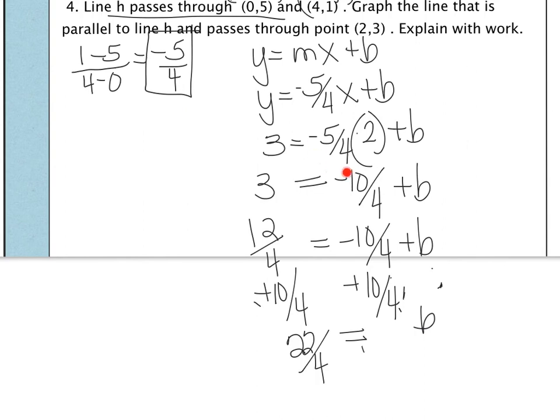2 times negative 5 over 4 gives me negative 10 over 4, and then I have 3 here. I'm changing this 3 to fourths. Wondering why? Because I have fourths here, and I have to add 10 fourths to both sides. So it's easier to add fourths than fourths and whole numbers. So when I add 12 fourths and 10 fourths, I get 22 fourths, and that is what b equals.